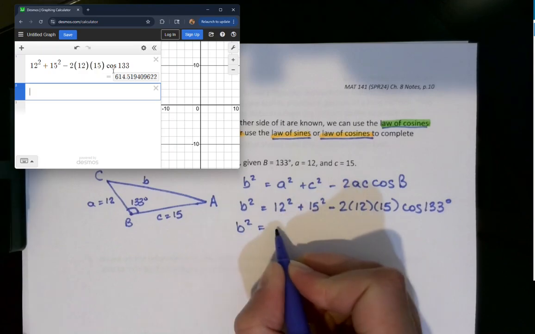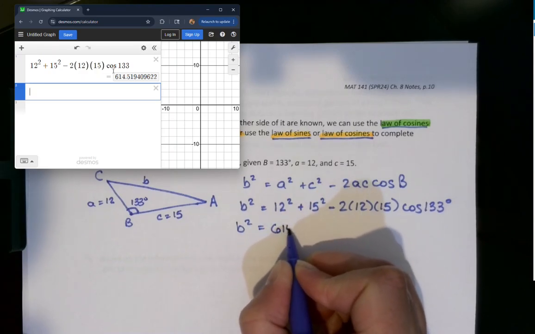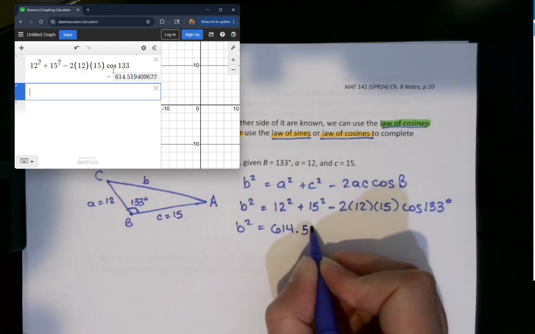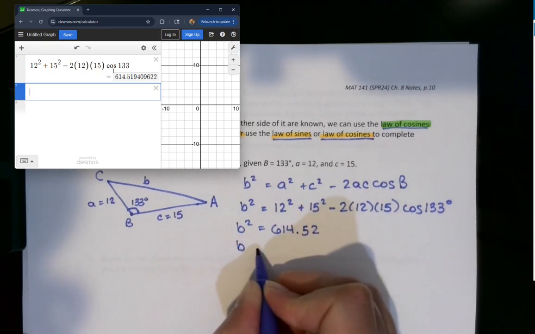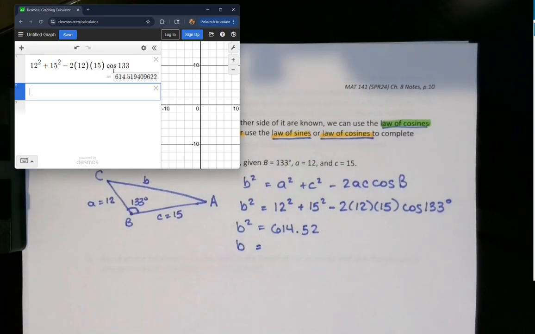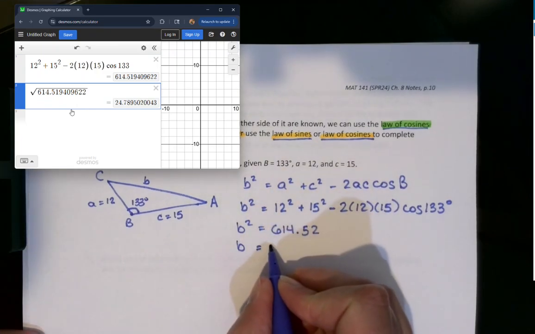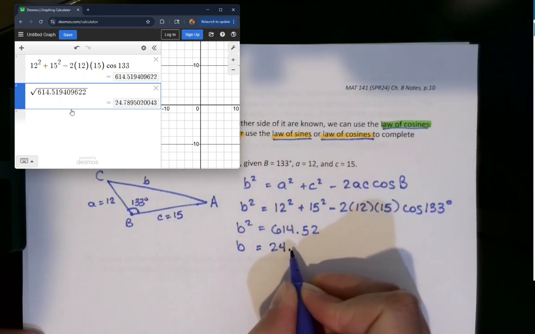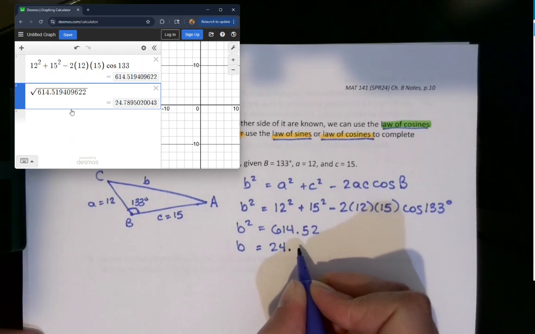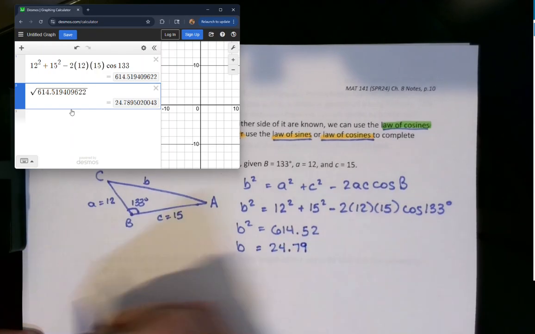B squared is equal to about 614.52. So B will be equal to the square root of that. I'm just going to copy that number and paste it inside of my square root here. B is about 24.79 units long.